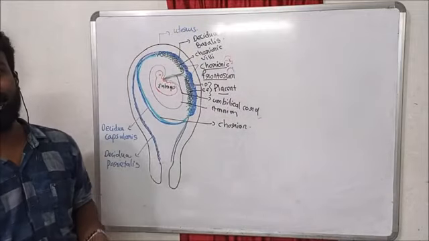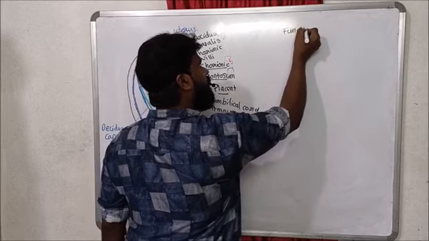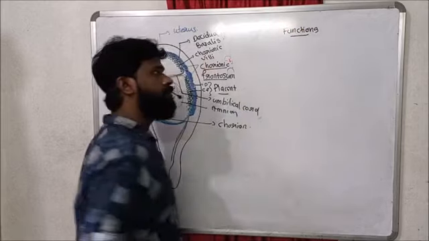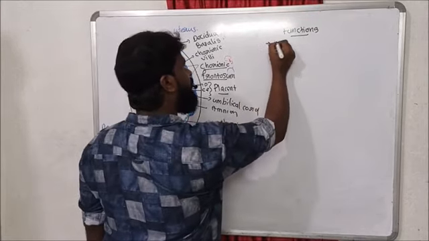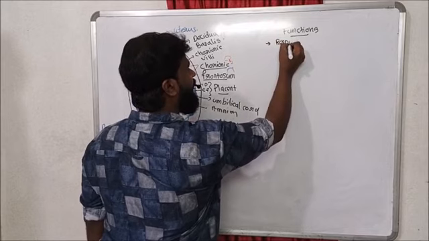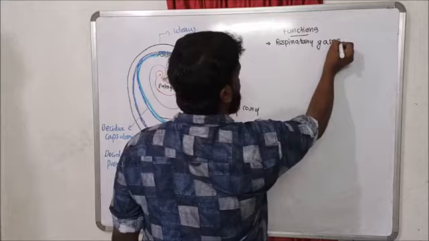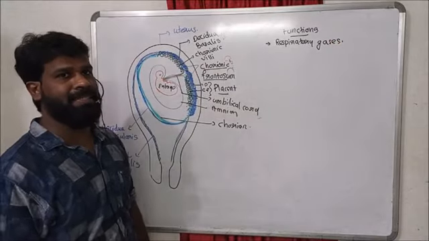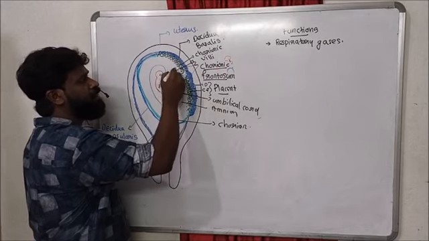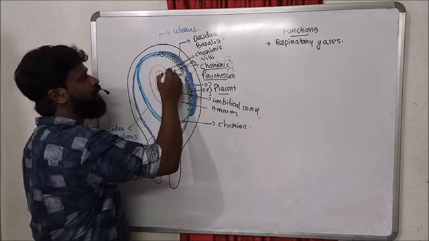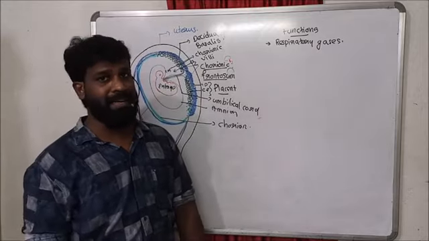Next, functions of the placenta. First one, exchange of respiratory gases. Exchange of respiratory gases means transport of oxygen from the maternal body to the fetal body, and transport of carbon dioxide from the fetal body to the maternal body.